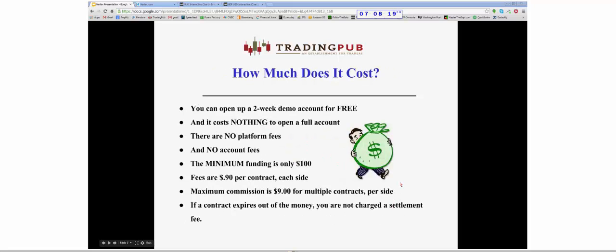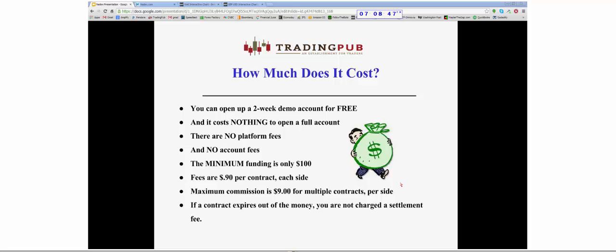So what do you need to get started with Nadex? How much does this thing cost? Well, first of all, you can go to Nadex and open up a 2-week demo account for free, and I'm going to show you where that is. It costs nothing to open up the account. There are no platform fees. There are no account fees. The minimum amount of money you need to fund a trading account with Nadex is $100, and you have a seat on the exchange.